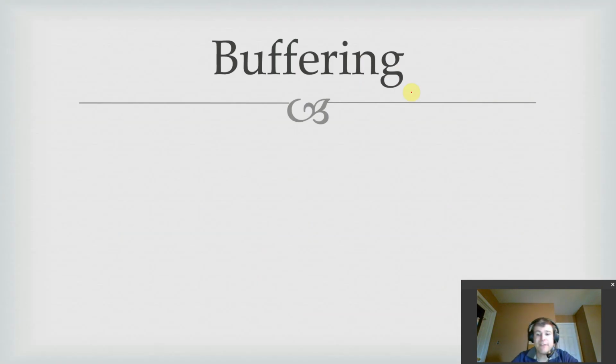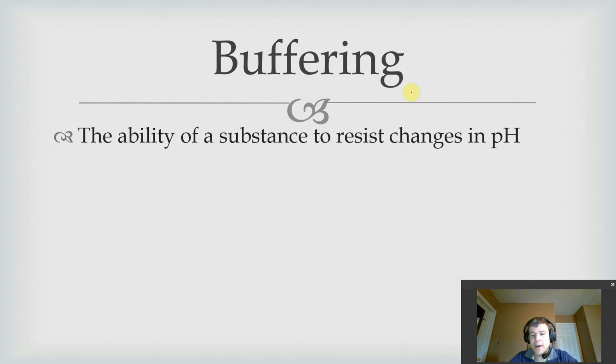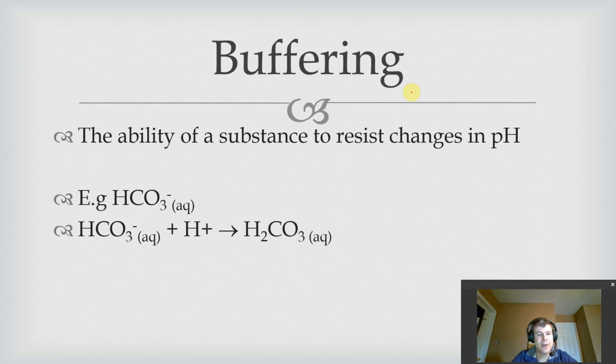One last thing before we finish this off, buffering. What is buffering? Well, buffering is what we do when we try to resist changes in pH. So a buffer is a substance that has the ability to resist changes in pH. Buffers tend to be weak acids and bases themselves and often a mixture of the two. So a good example of a buffer is the hydrogen carbonate ion, which is found in baking soda. Baking soda is an excellent buffer because the bicarbonate ion can react with both acids and bases.